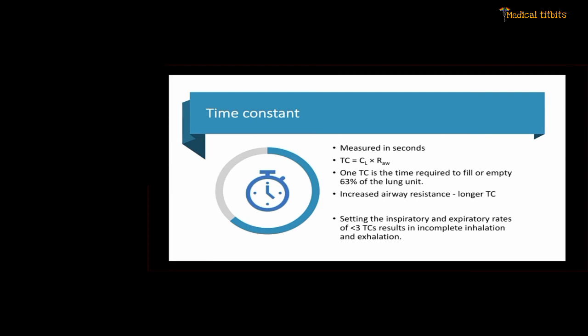I think last session somebody asked about time constant again. It is measured in seconds. It is the product of compliance and the airway resistance. One time constant is the time required to fill or empty 63% of the lung unit. The higher the airway resistance, the higher the time constant will be. So you need to set the inspiratory and expiratory rate such that our expiratory time should be more than 3 time constants, to allow adequate exhalation and to reduce auto PEEP.